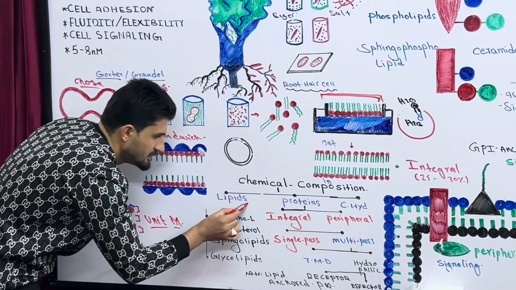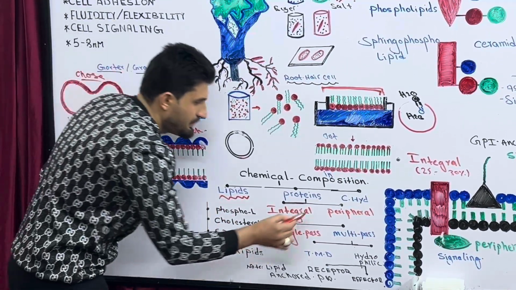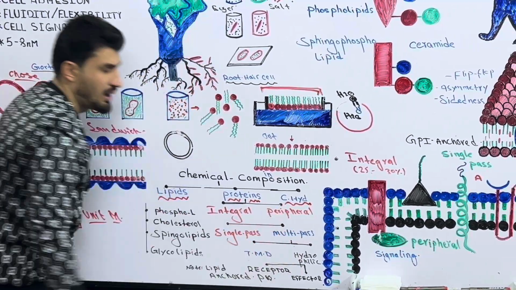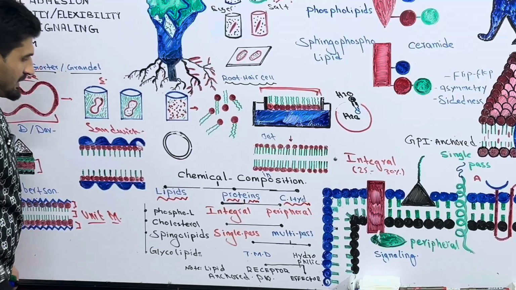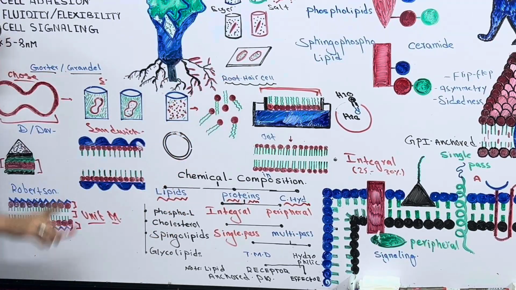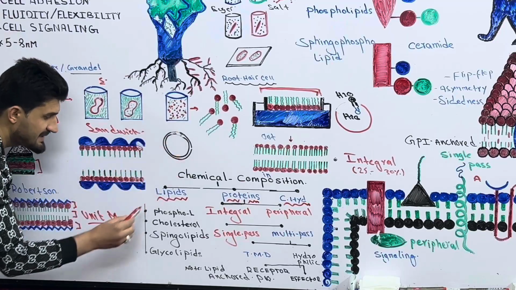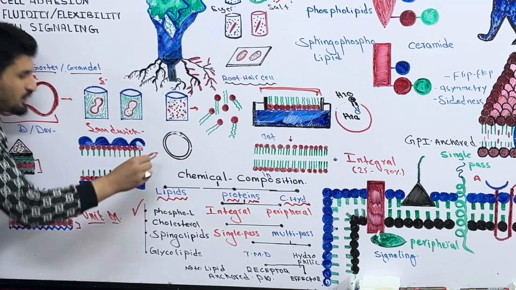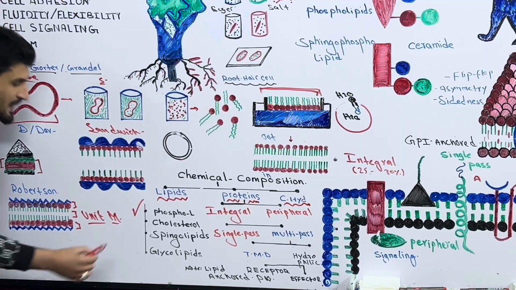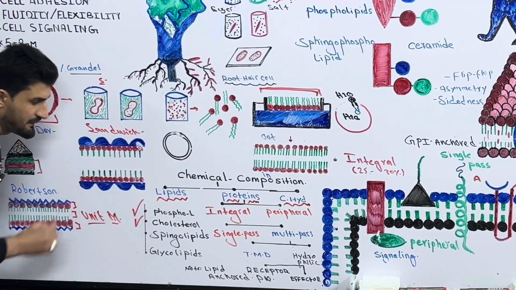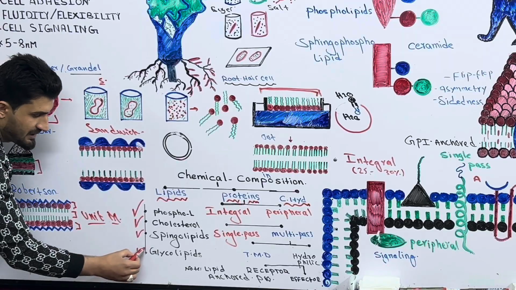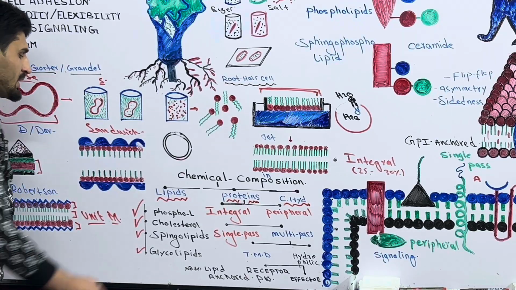It's made of lipids, it's made of proteins, and it's made of carbohydrates. Now let me talk about the lipids of a cell membrane. First of all, the important lipids. A cell membrane is made of phospholipids, that we will talk about now. And then a cell membrane is made of cholesterol, sphingolipids, and glycolipids.